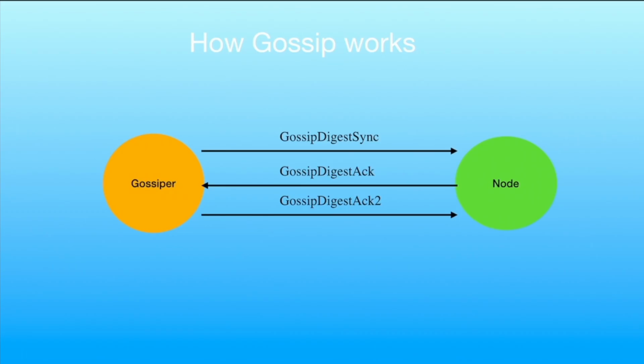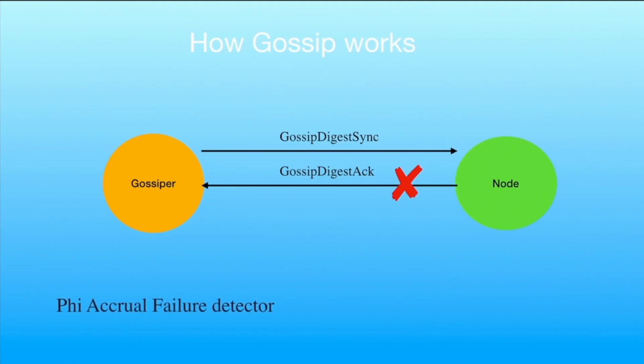Now let's see a scenario where the node is unhealthy. The gossiper will ping the node with a gossip digest sync message, and in this scenario the node will not be able to revert with a gossip digest acknowledgement message. So if the gossiper does not receive this message, the gossiper will assume that this node is going to be unhealthy. There comes a very important algorithm here, which is known as the phi accrual failure detection algorithm.